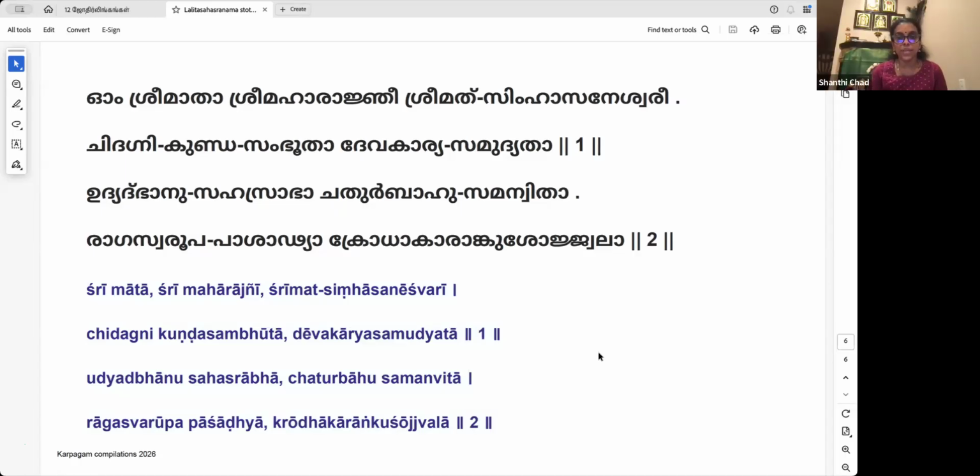So I'll touch upon the meaning a little bit. The general rule is try not to split or pause within one nama. Here it is: Om Shri Mata, Shri Maharajni, Shrimat Simhasaneshwari. Shri Mata is one nama, Shri Maharajni is another nama, and Shrimat Simhasaneshwari is the third nama. So here it's kind of okay. We won't split within this, but I'll show you another example where it will be one nama.